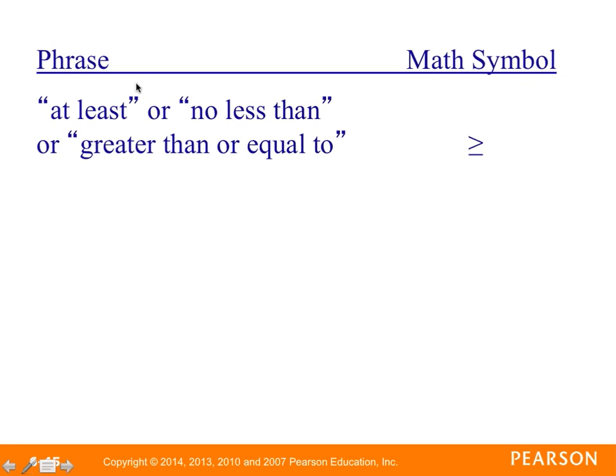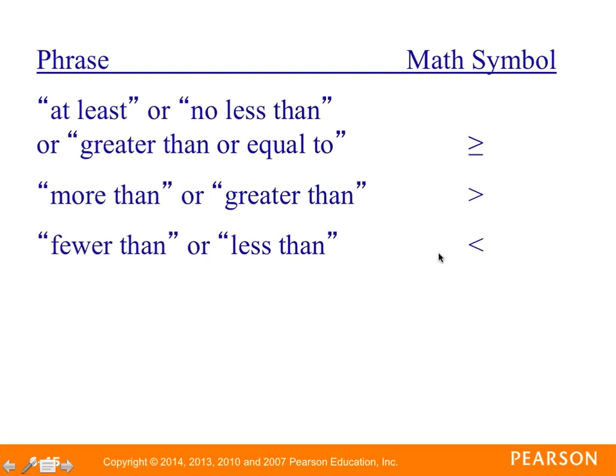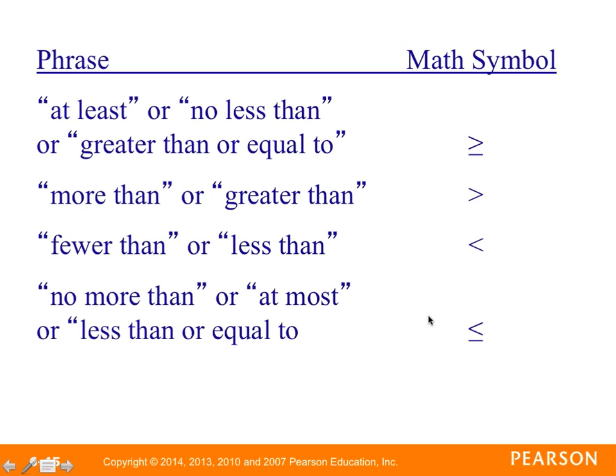So here are a couple of phrases and the math symbols that go with them. These are important to understand. If you see at least, no less than, greater than or equal to, you're going to use the greater than or equal to symbol. More than or greater than is just a greater than without the equal to part. Fewer than or less than is just going to be the less than sign. No more than, at most, or less than or equal to all mean the same thing, and they mean less than or equal to. And then exactly, equals, or is just indicates that you have an equal sign.